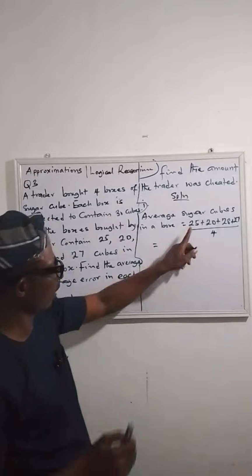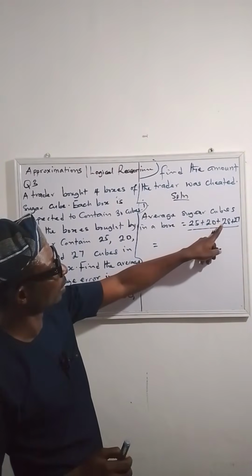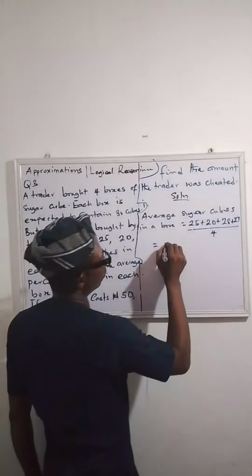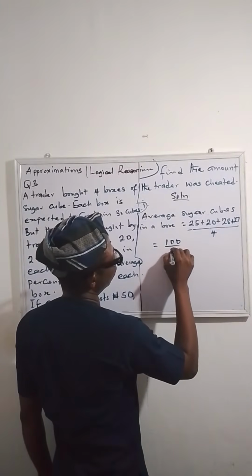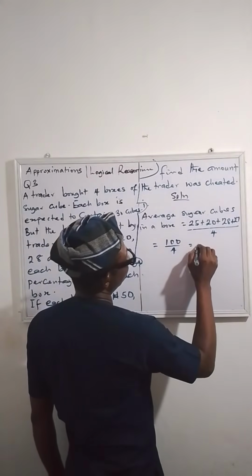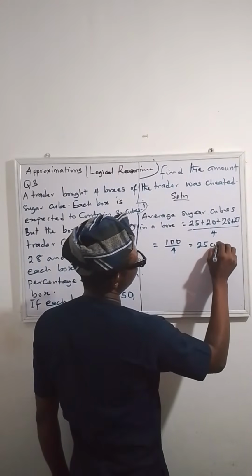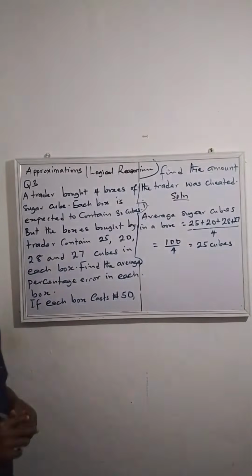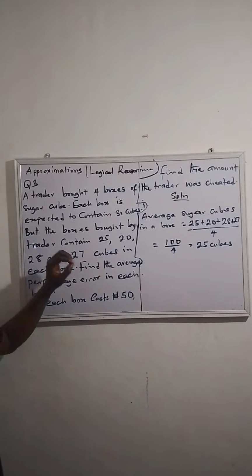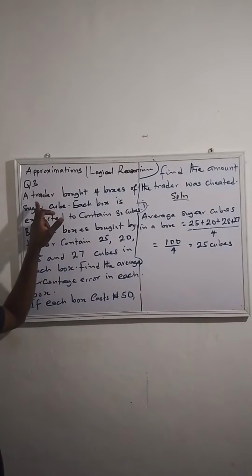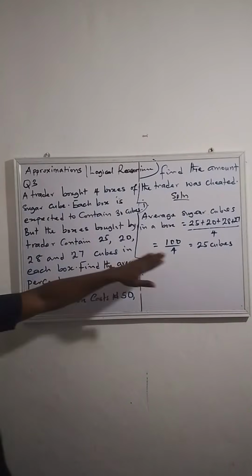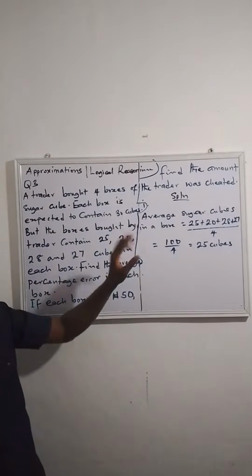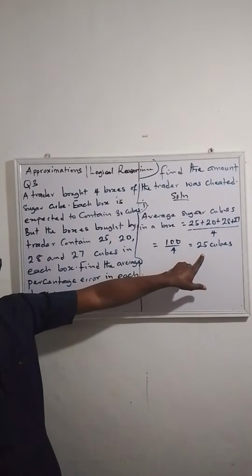When you add, this is 45, and then 45 plus that, so we have 100. So we have 100, everything over 4. And that is going to give us 25 cubes. Okay, so that means in each of the boxes that the trader bought, we have 25 cubes in each of the box. Each box contains 25 cubes.